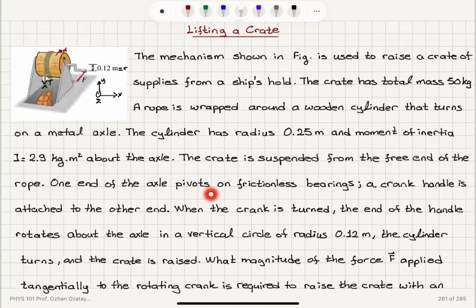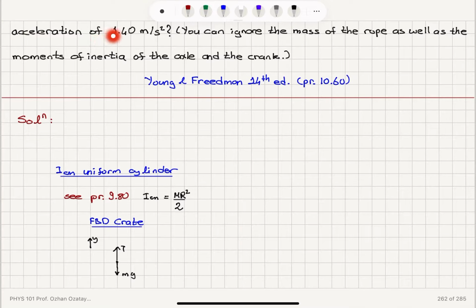One end of the axle pivots on frictionless bearings. A crank handle is attached to the other end. When the crank is turned, the end of the handle rotates about the axle in a vertical circle of radius 0.12 meters. The cylinder turns and the crate is raised. What magnitude of the force F applied tangentially to the rotating crank is required to raise the crate with an acceleration of 1.4 meters per second squared? You can ignore the mass of the rope as well as the moments of inertia of the axle and the crank.